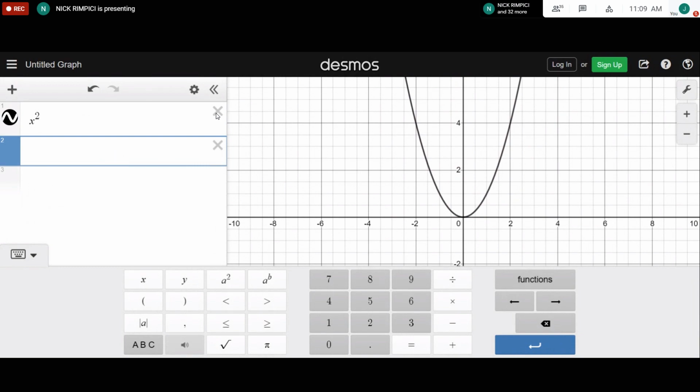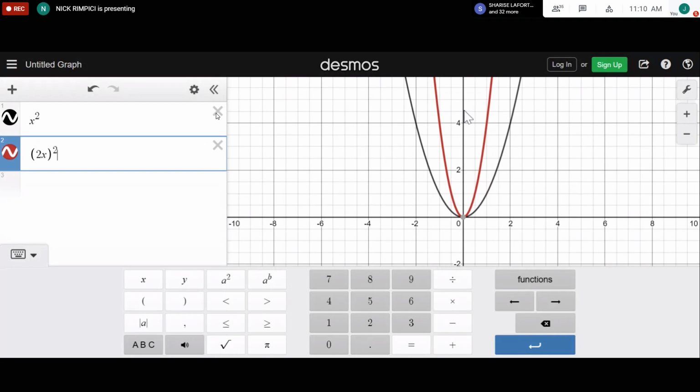And now I want to see what happens as I change the values that multiply x. So let's take a look at 2x squared. I want it to be a different color. Let's look at 2x squared. Okay, we can see that because we multiplied by a number bigger than 1, we got a horizontal shrink. It's hugging the y-axis more tightly. As I make this number larger, it's going to continue to shrink in the horizontal.